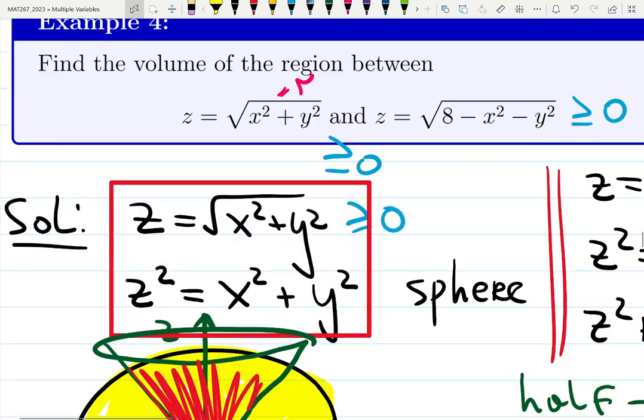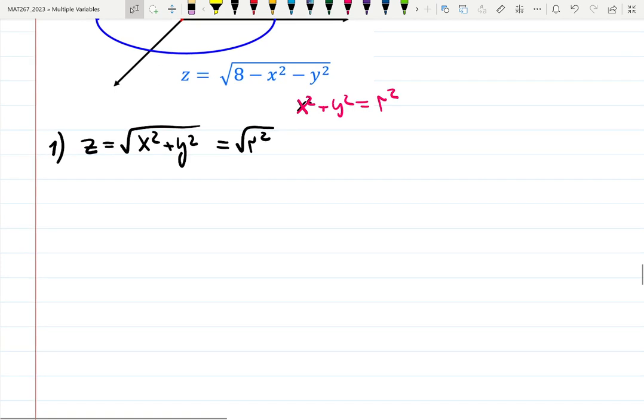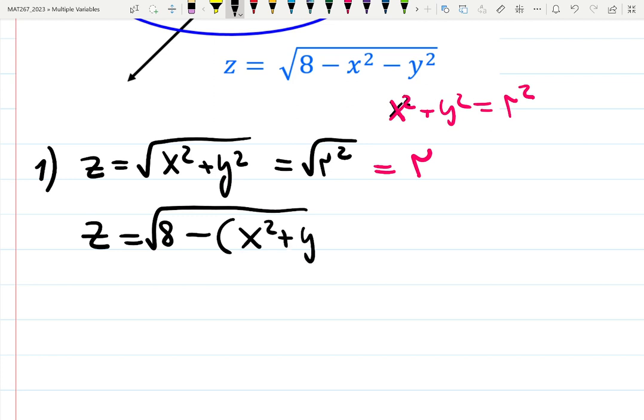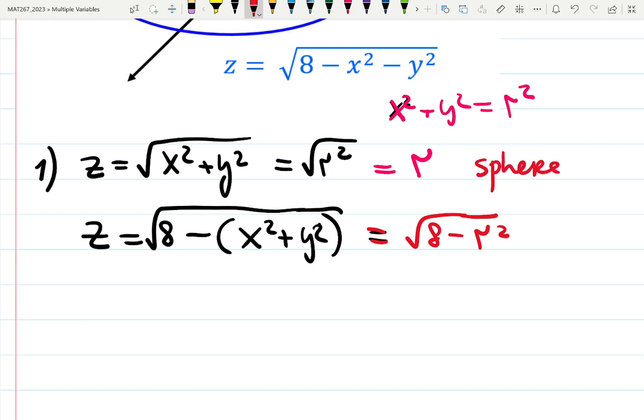How about the second one? 8 minus blah, blah, blah. Factor out the negative sign. The second one was square root of 8 minus, and factor it out, x squared plus y squared. That's how usually people do it. That becomes the square root of 8 minus r squared. See? So we're converting both functions right away. Does that make sense? So that is the equation of the upper sphere, and that is the upper cone, like so.